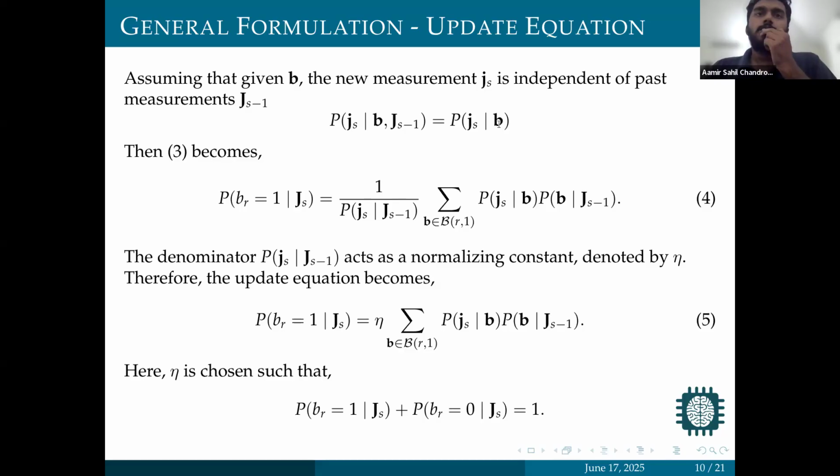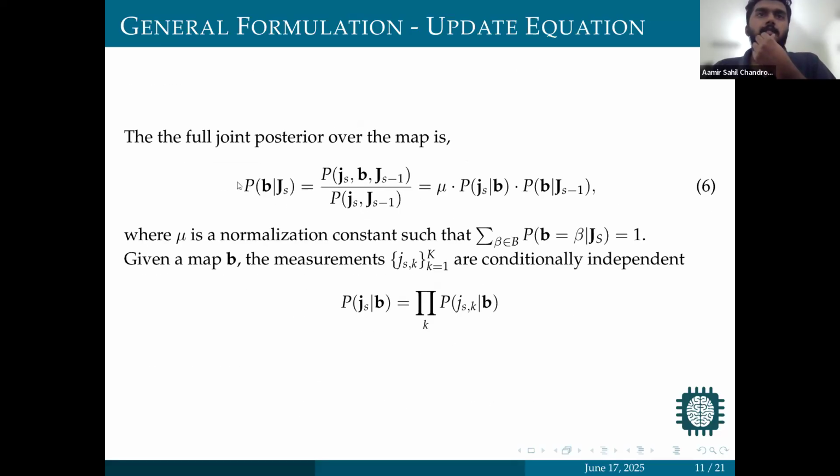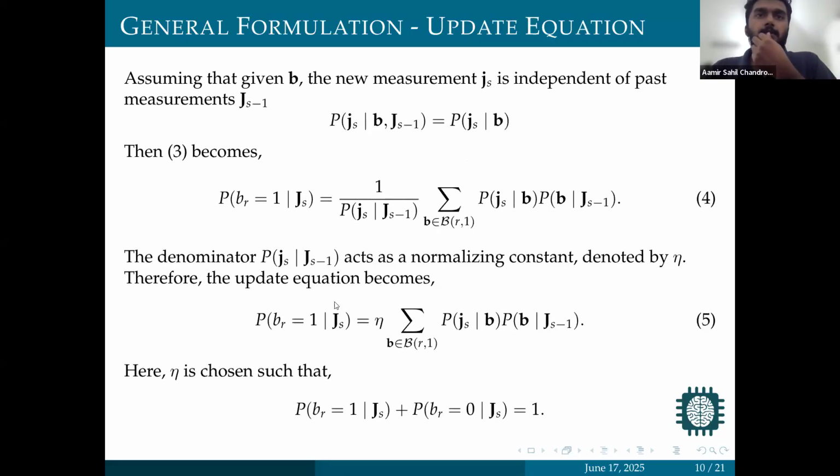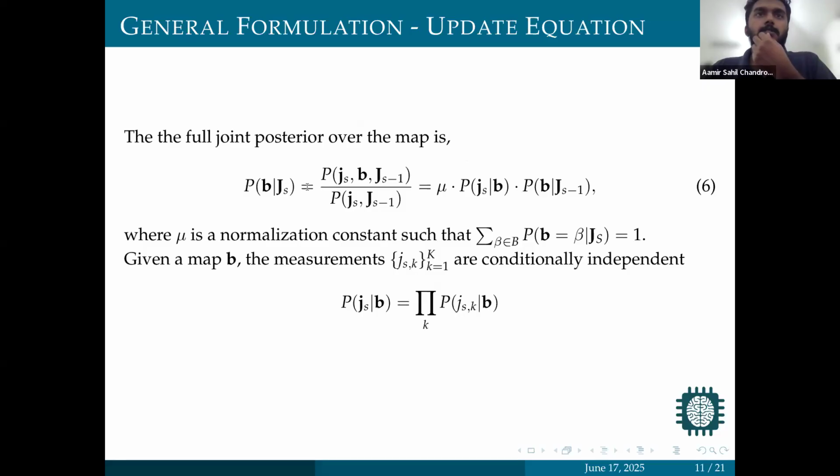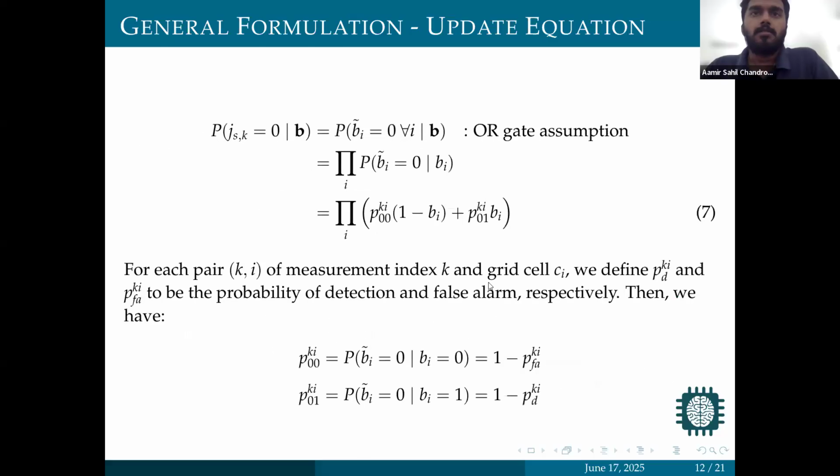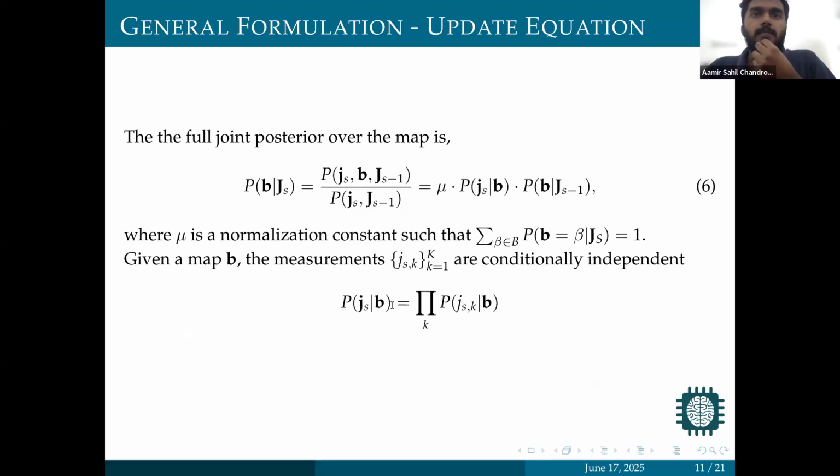Okay. So then they substitute this into the previous equation, and identify this first term as a normalizing constant. Okay, so this is the marginal posterior, and the full joint posterior is given by this particular expression. Then I believe this equation also comes from their previous assumption, right? That P of JS given B equals a product over J_{Sk} given B.